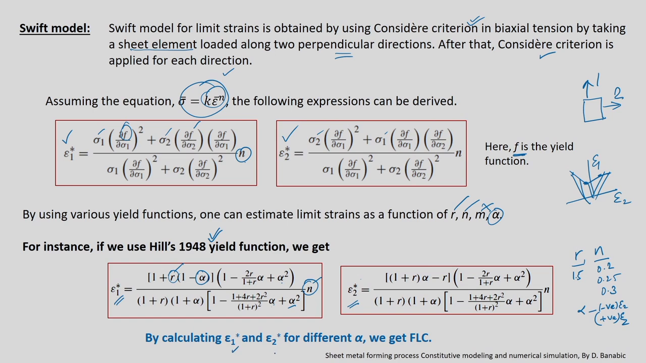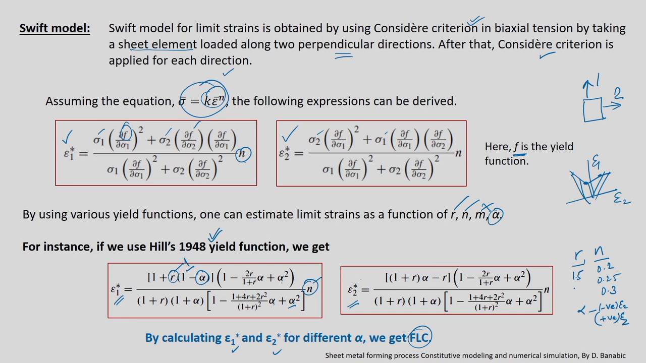So, by calculating epsilon 1 star and epsilon 2 star for different alpha, we get the whole necking limit curve, or forming limit curve. These equations are simple to use because they depend on only two material properties, r and n. This means that if you put r equal to 1 in both the equations, the forming limit is meant for isotropic sheets, for the same n value.